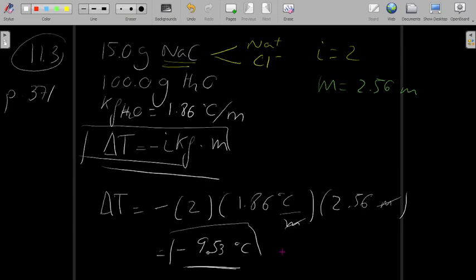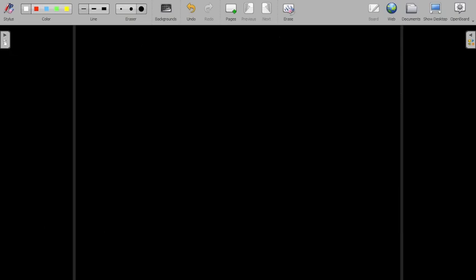Okay? You need to write this down because it says what you need to do. The answer means that the freezing point of the sodium chloride solution is 9.53 degrees Celsius lower than the normal freezing point of water, which is 0 degrees Celsius. And now you have solved the first section of this example. Second section. What is the freezing point of a solution that is made by mixing? So they want to know the freezing point.